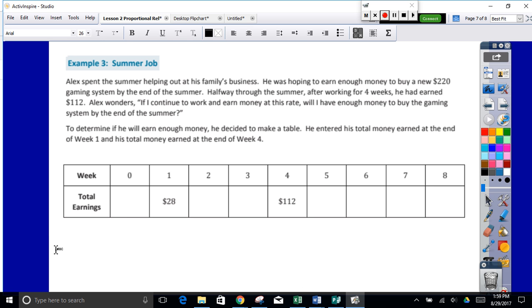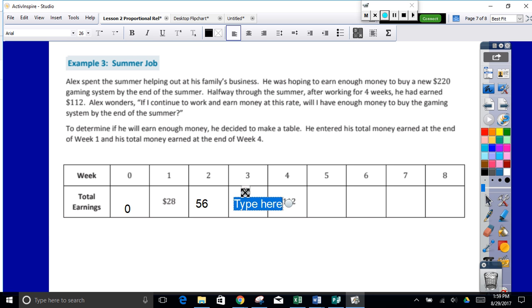So the first thing we did was looked at the table, and we talked about how in week 0 he would have earned no money yet. And we kind of figured that if he earned $28 in week 1, that he probably earned $56 in week 2. But in order to be sure that this table represents a proportional relationship, we looked at this column, and we saw that 4 times 28 does equal 112. So we know that's our rule, and we can just multiply by 28. So we continued to fill in the column.